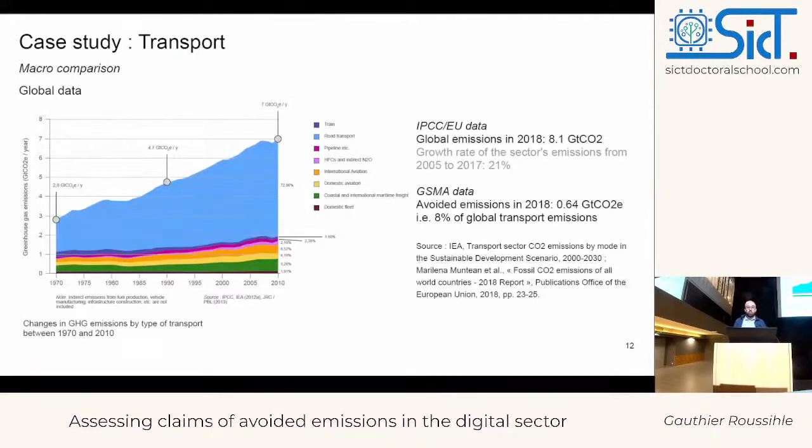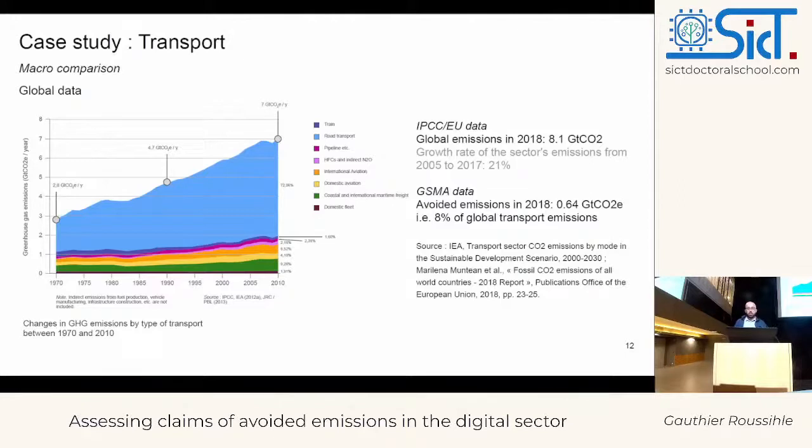the emissions from the transport sector have always been rising. For everybody working in the transport sector, we know there is no decrease so far. And my data here stops at 2010, but it hasn't changed so far. It's still the same increase. Knowing that global emission in 2018 in the world were like 8.1 gigatons, it means that the emission increased by 21% between 2005 and 2017.